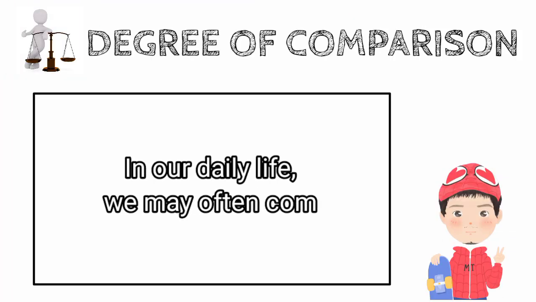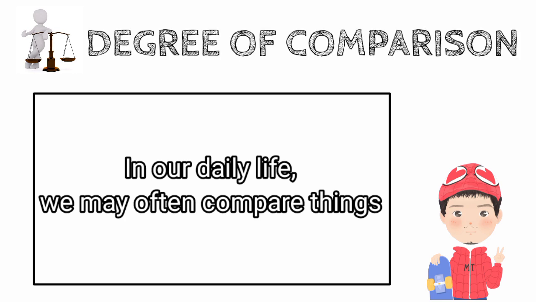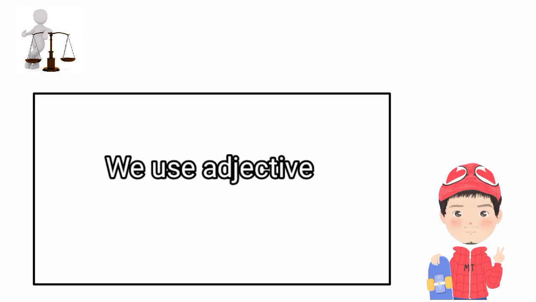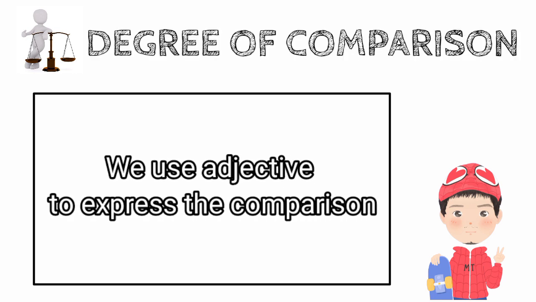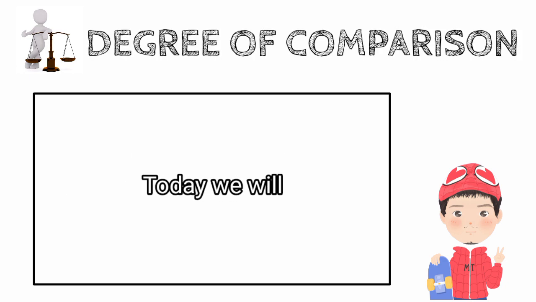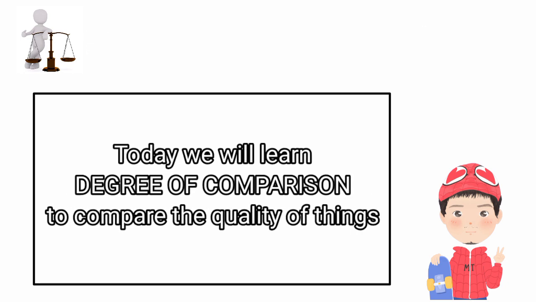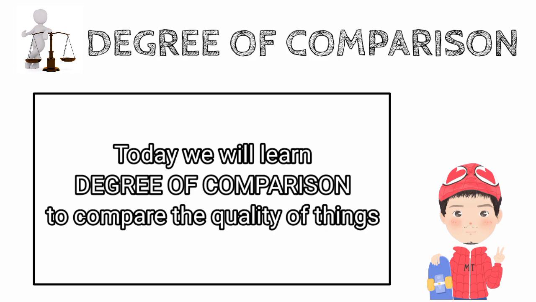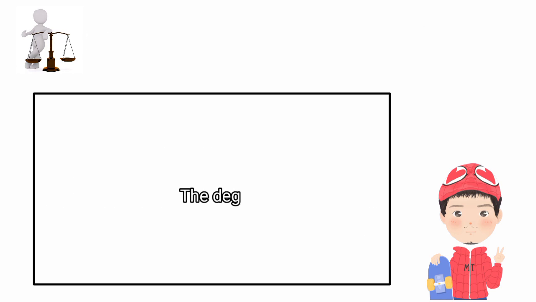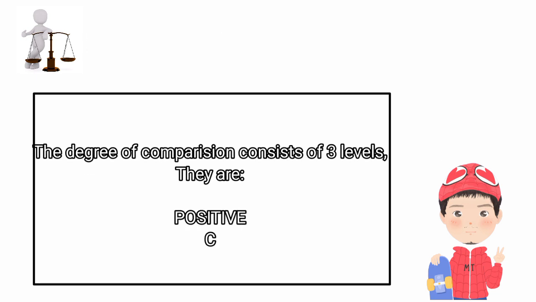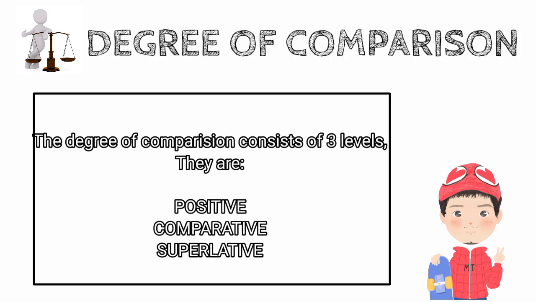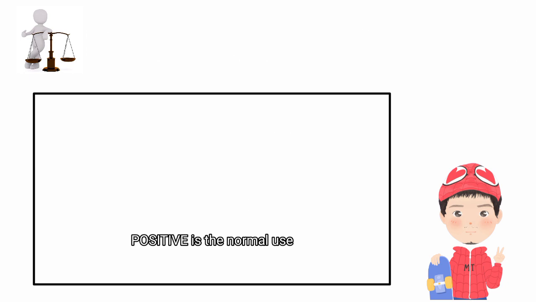In our daily life, we may often compare things. We use adjective to express the comparison. Today, we will learn degree of comparison to compare the quality of things. The degree of comparison consists of three levels. They are positive, comparative, and superlative.